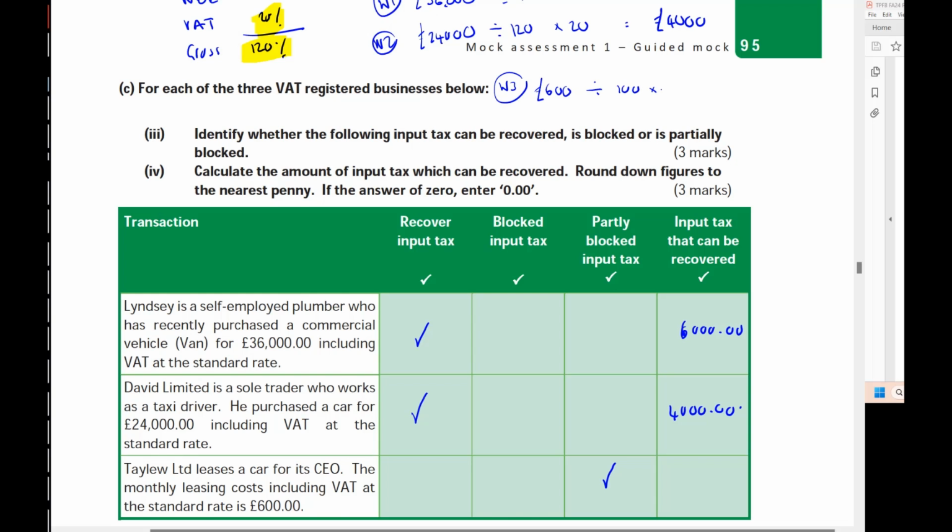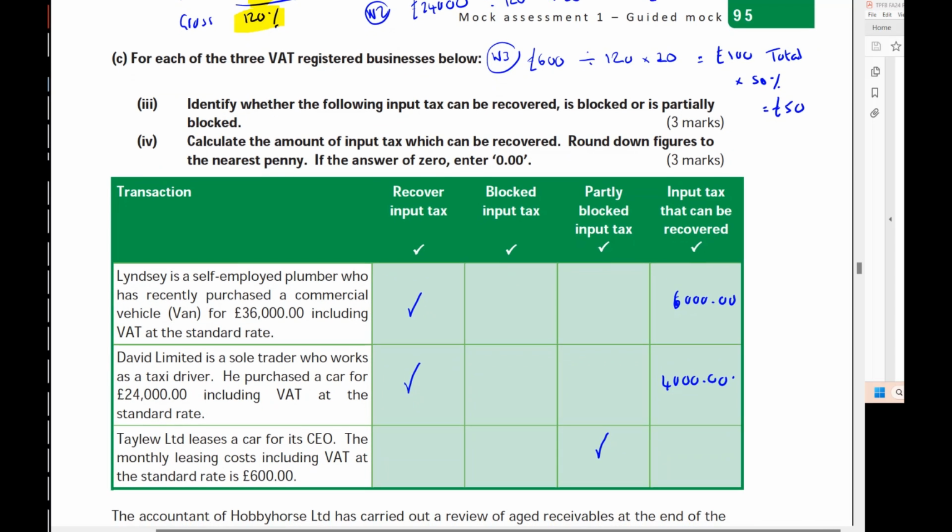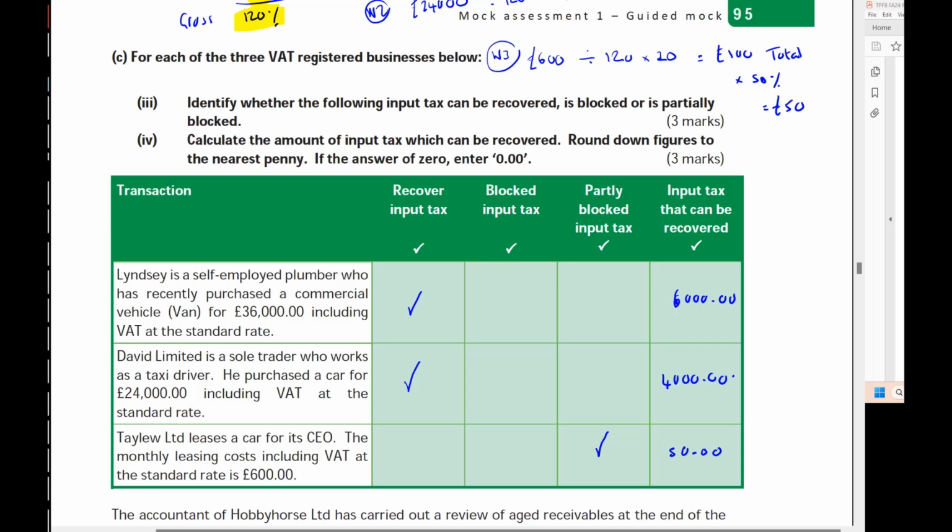What's the VAT on that? Use the same working I've been using so far. Divide by the 120, multiplied by the VAT. So I'd say £100 is the total VAT. Then 50% of it is reclaimable because the other 50% is blocked. So I can reclaim £50 a month on this leased car. And notice how the reference material has helped us so much with each of these sections.